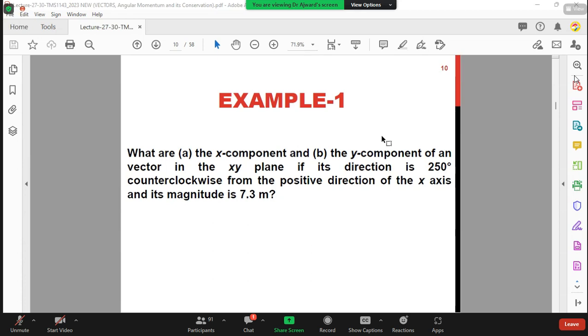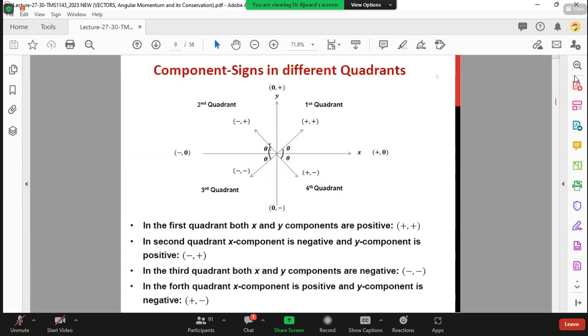270 to 360. So this is the large angle, not the small angle like here. This one I considered the small angle, right? I'm considering the total large angle. First quadrant 0 to 90. Second quadrant 90 to 180. Third quadrant 180 to 270. Fourth quadrant 270 to 360, because 360 is the full circle.